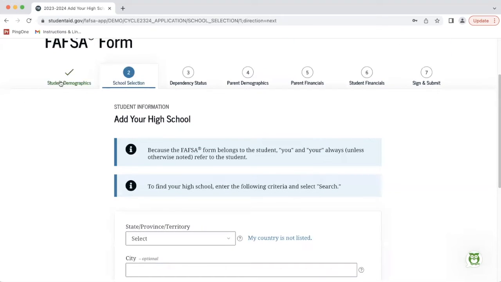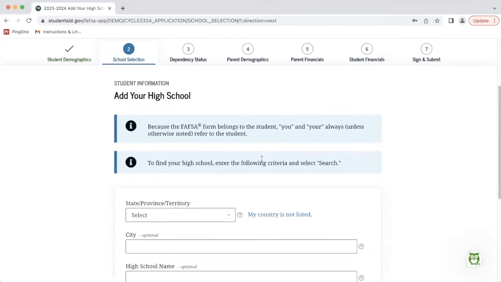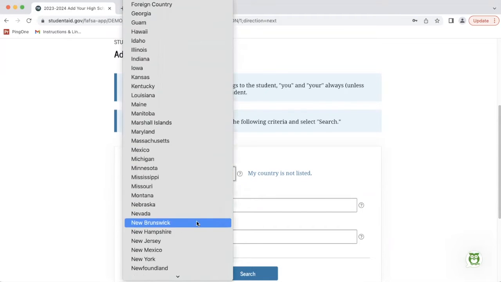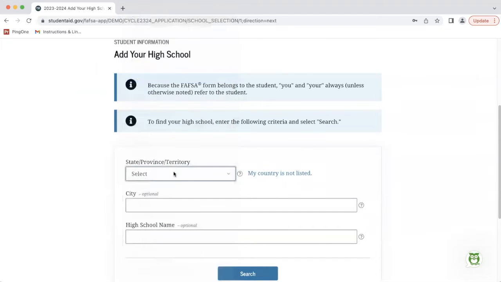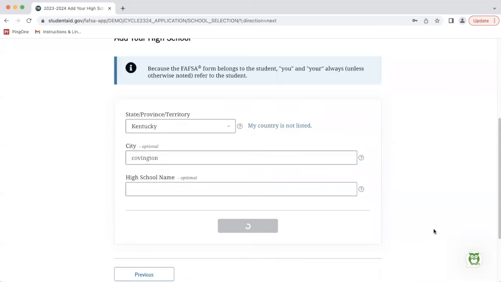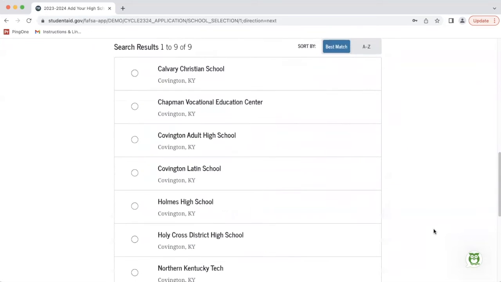Notice here at the top, once we complete that question, we've already got our first section taken care of. And now we're going to start section 2, the school selection. The first thing we have to do is put in our high school. So you can search through state and city. And you can even put in your high school name if you would like. But I'll just go ahead and hit search with the city and the state.